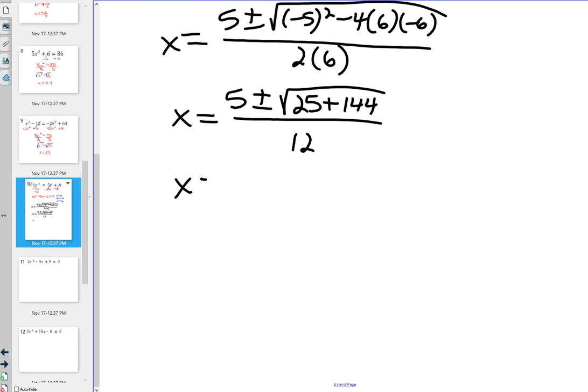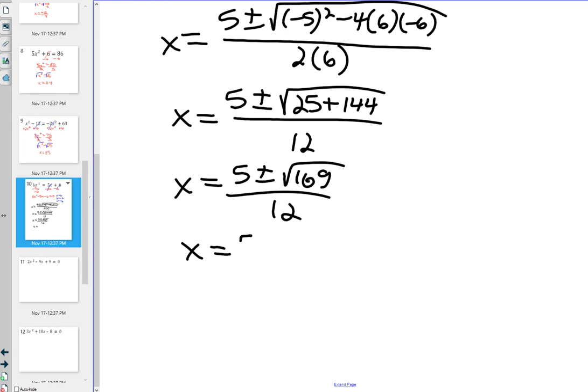25 and 144 gives me 169. And I get lucky. Nico gets lucky. That's a perfect square. Square root of 169 is 13.